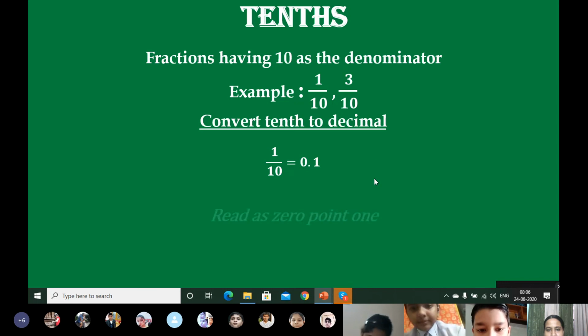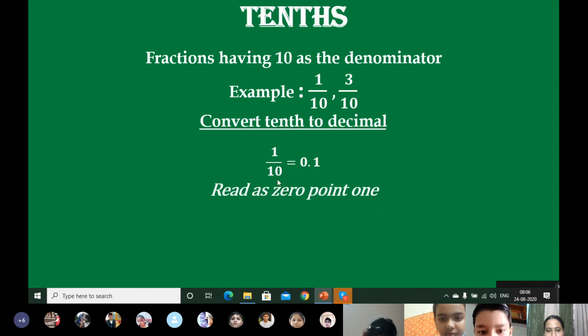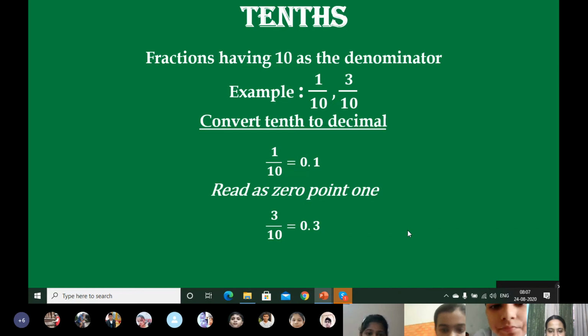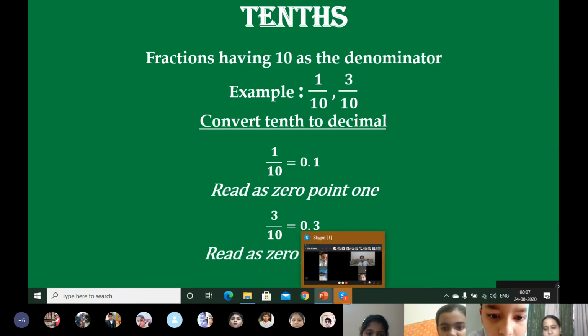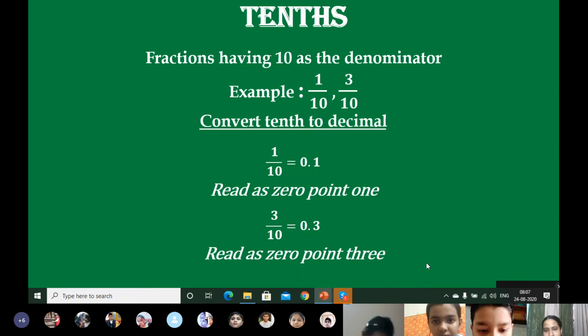We will read 1 by 10 equal to 0.1 as 0.1. Let's see another example. I have taken 3 by 10. What will happen to 3 by 10? It will become 0.3, and we will read it as 0.3. Any confusion till here? No, ma'am. So can I move ahead? Yes.